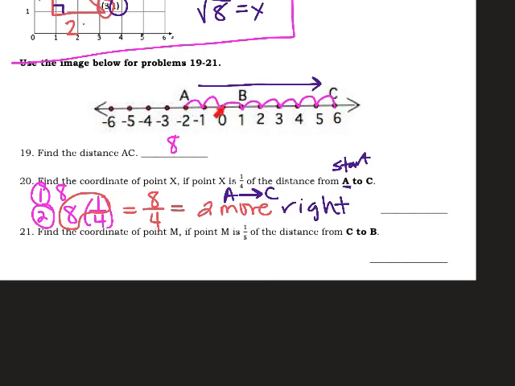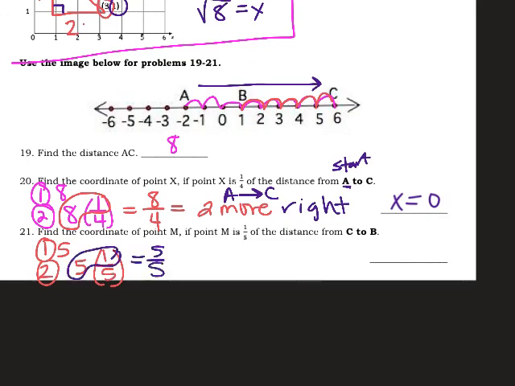Okay, we're going to try this again. Next one, it says find the coordinate of M if M is a fifth of the distance from C to B. C to B, how far is it from C to B? 1, 2, 3, 4, 5. So first step is 5. What's my second step? Times 1 over 5. Multiply by 1/5. And what gets multiplied by the 5? Only the 1. So this becomes 5 divided by 5. And what's 5 divided by 5? 1. It's 1 move.